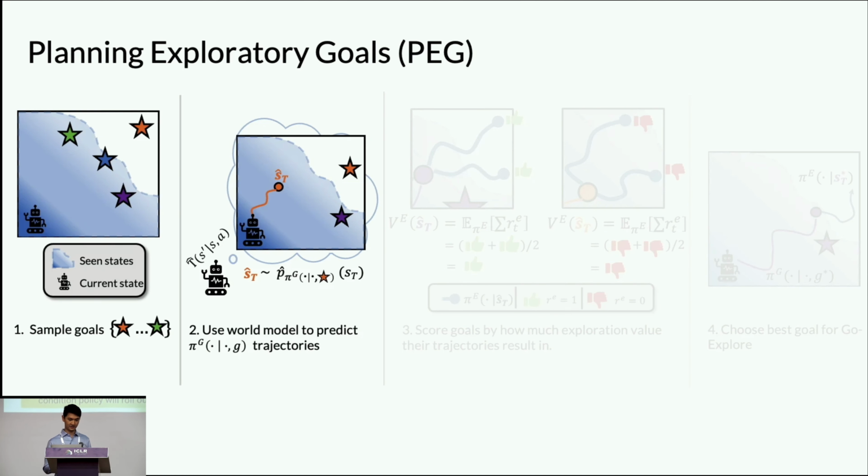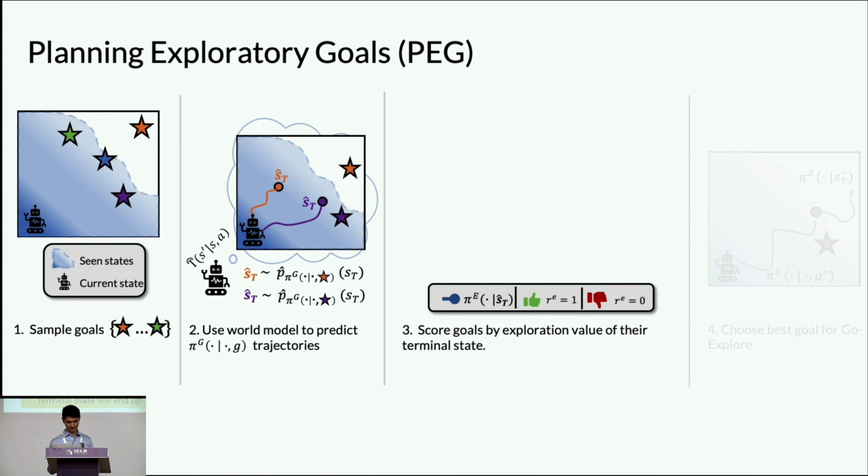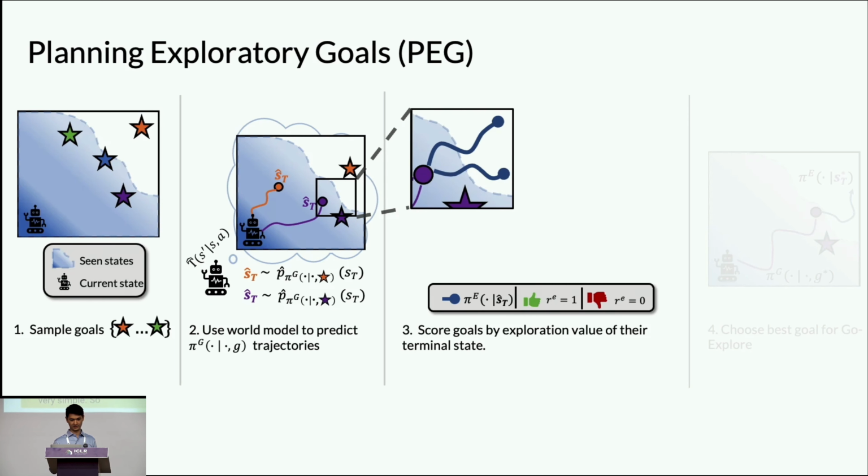So maybe for the orange star, it'll look something like this. And for the purple star goal, your terminal state will end up looking like this. Then it's very simple. So to score these goals, what you do is you just look at the terminal states, and you can see in this purple goal example, the terminal state is rather near the frontier. So actually the exploration value function, if you're training it correctly, it will predict a higher exploration value. So here, we're saying it's good.